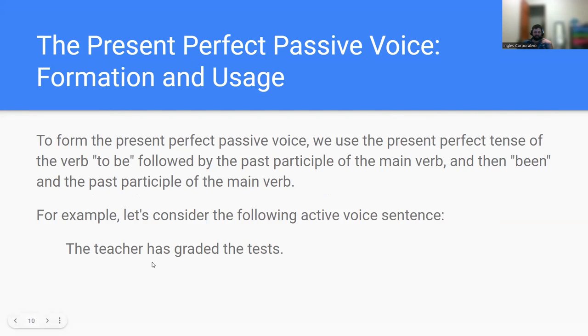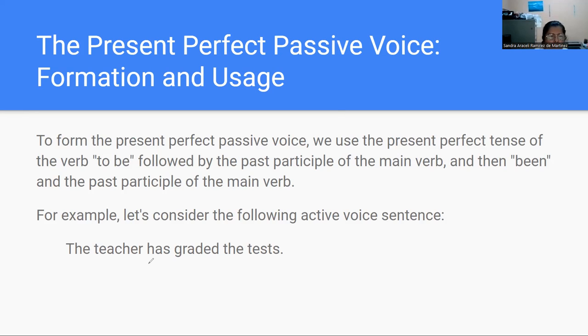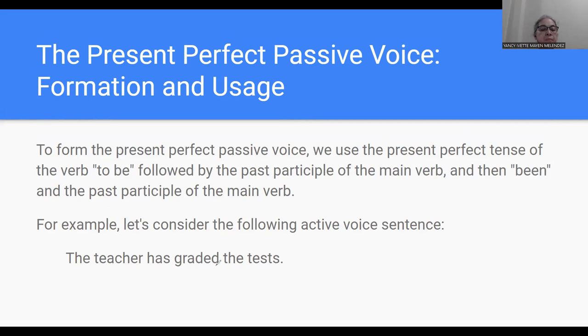So if we said, guys, the teacher has graded the tests, right? Yesterday we answered some questions about the different types of tenses, and we turned them into passive voice altogether. So when we say the teacher has graded the tests, what tense is this? Is this passive voice? No. Present perfect. Exactly. Very good. Active. So the subject is the star of the action here. That's present perfect.